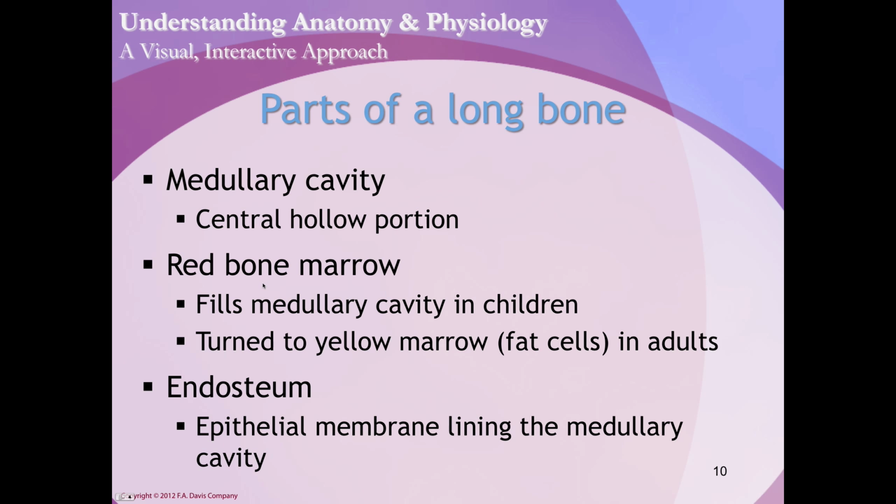Red bone marrow makes red blood cells in children because they are growing and need a lot more red blood cells. If in fact you have a lot of blood loss later on in life, or for some reason you need to produce more red blood cells, maybe you move to a higher altitude, then yellow marrow will turn back to red bone marrow temporarily to make more red blood cells. We'll talk about that more later. The endosteum is an epithelial membrane that lines the medullary cavity.